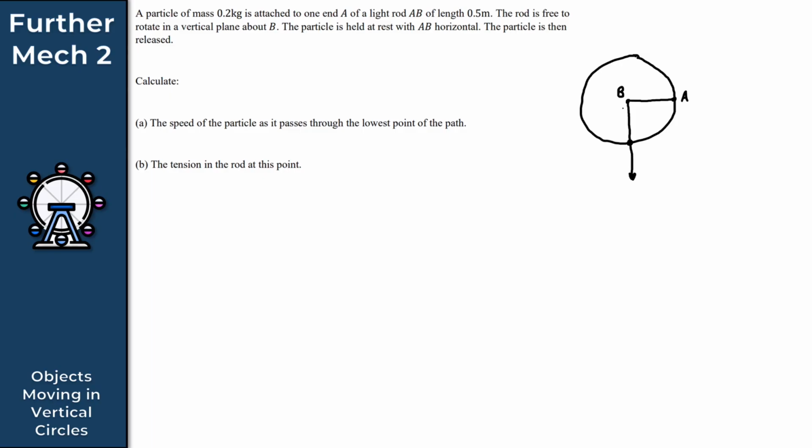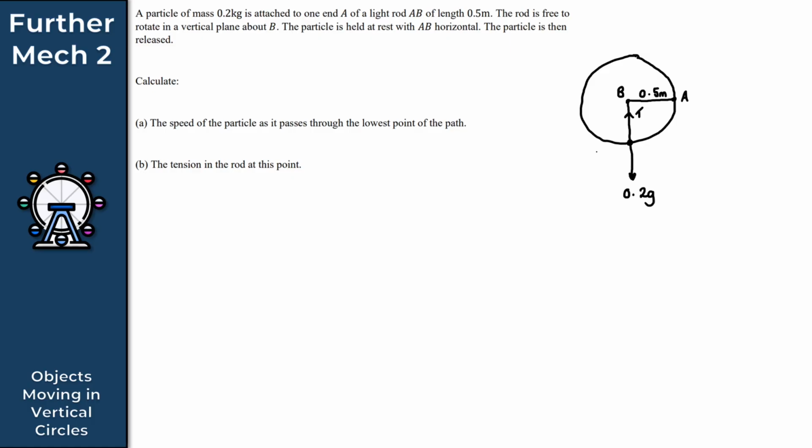What I also have here is a tension, right? We have a tension in the rod. So I'll denote that here, like that. We have the weight force acting vertically downwards. So if the mass is 0.2 kg, then the weight force here is 0.2 g. And then I've got the length of the rod, so that's 0.5 meters. So I'll also add that to our diagram. And I think at this point, that will do.